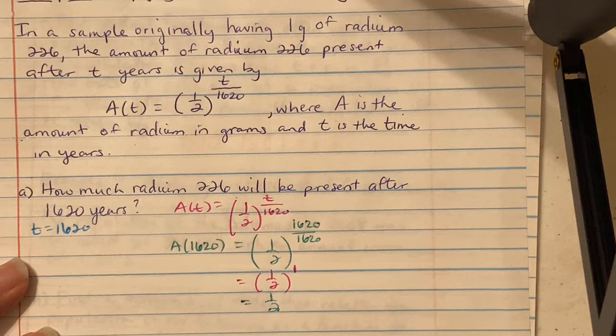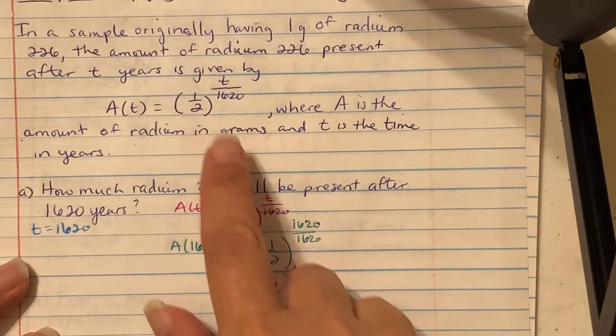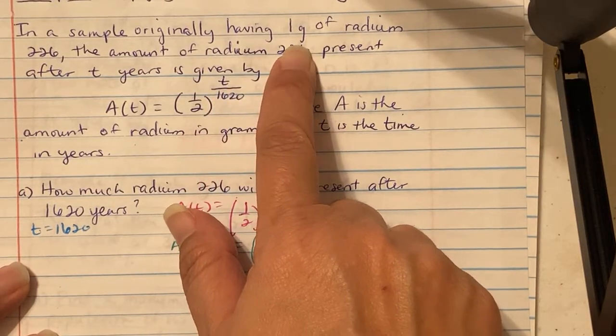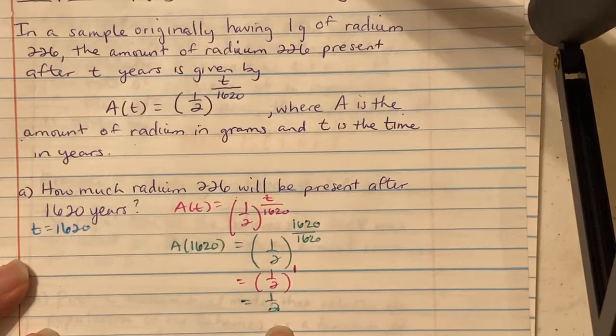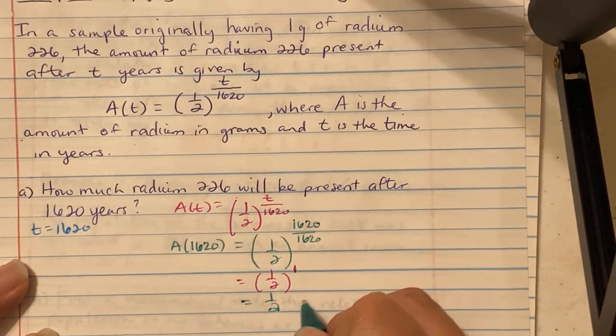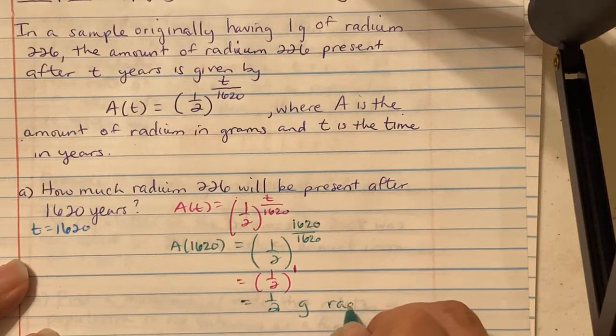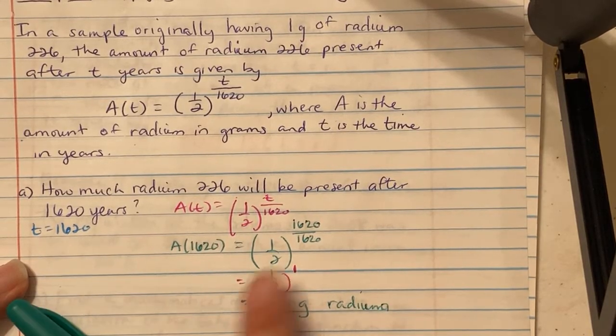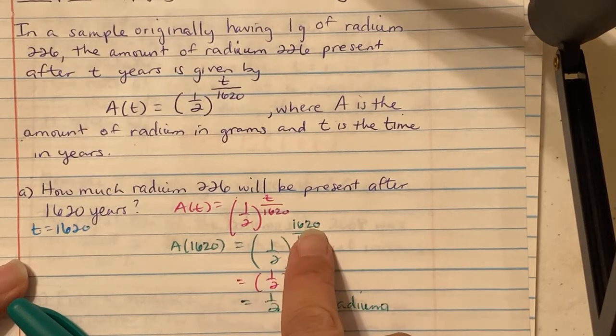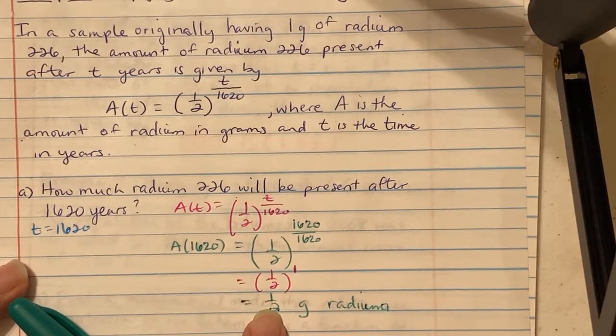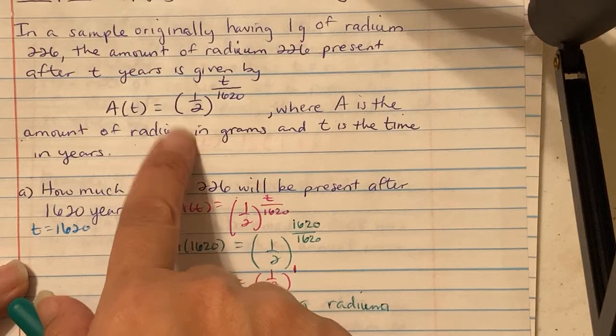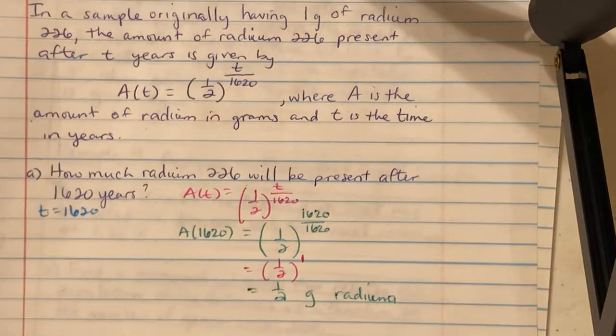But what does the half mean? Remember, we started out with 1 gram of radium. We now have 1/2 gram of radium. So in 1,620 years, we've done a half-life. We've halved the amount of weight that we started out with.